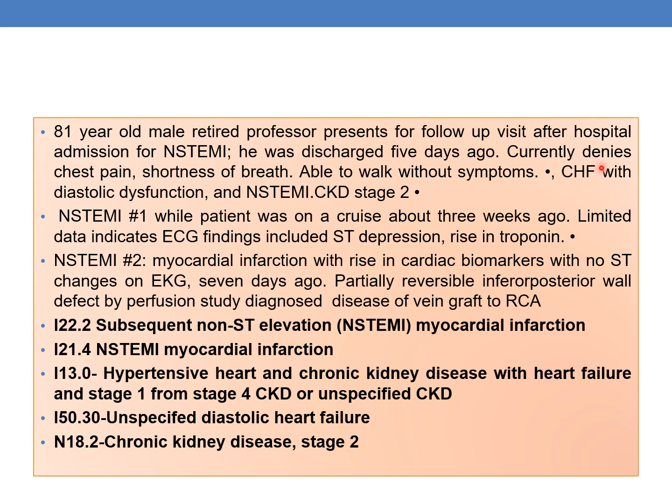Here the patient has congestive heart failure with diastolic dysfunction and CKD. So I13.0, hypertensive heart and chronic kidney disease with heart failure and stage 1 to stage 4 CKD or unspecified CKD, followed by the type of heart failure, that is diastolic dysfunction, CHF with diastolic dysfunction. So I50.30, unspecified diastolic heart failure, and finally N18.2 to indicate stage 2 CKD. These are the various codes for this scenario.